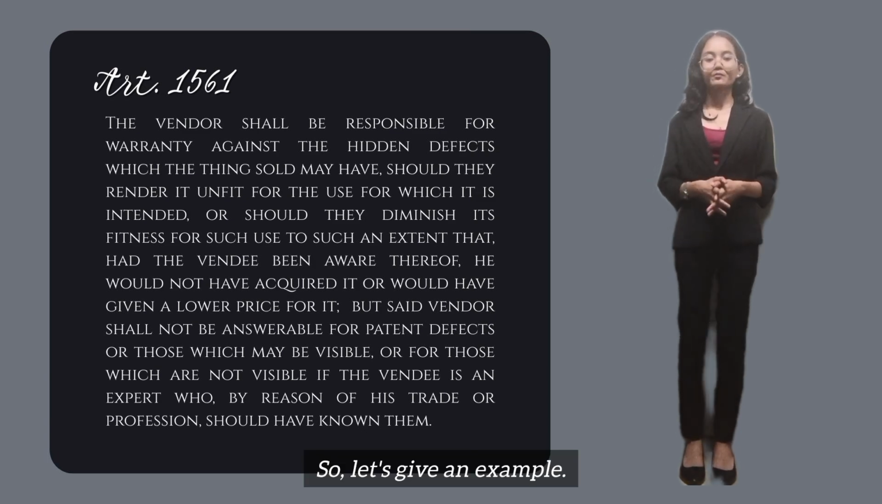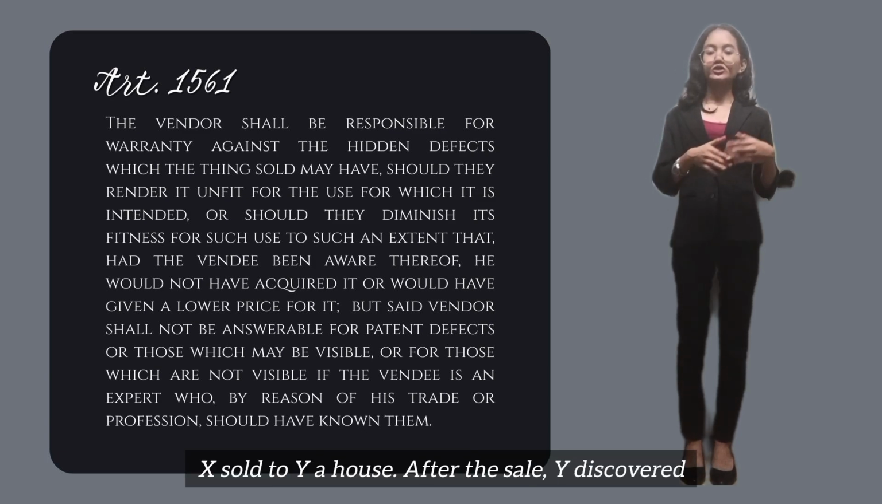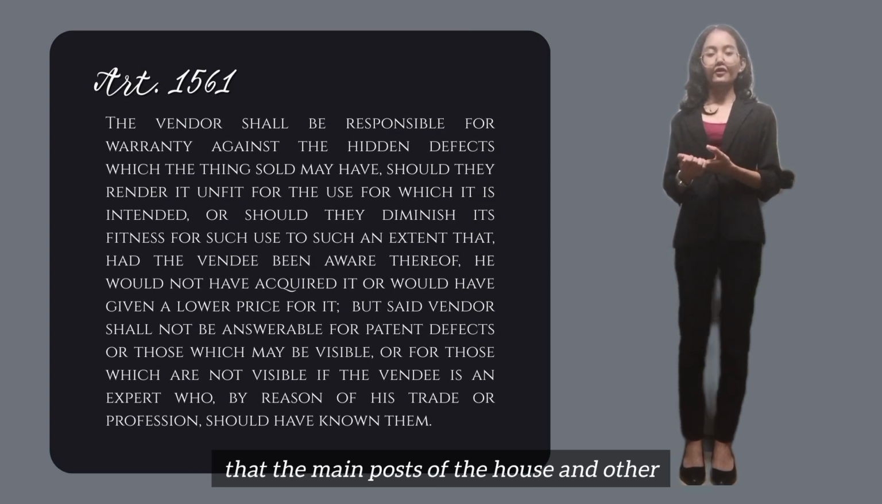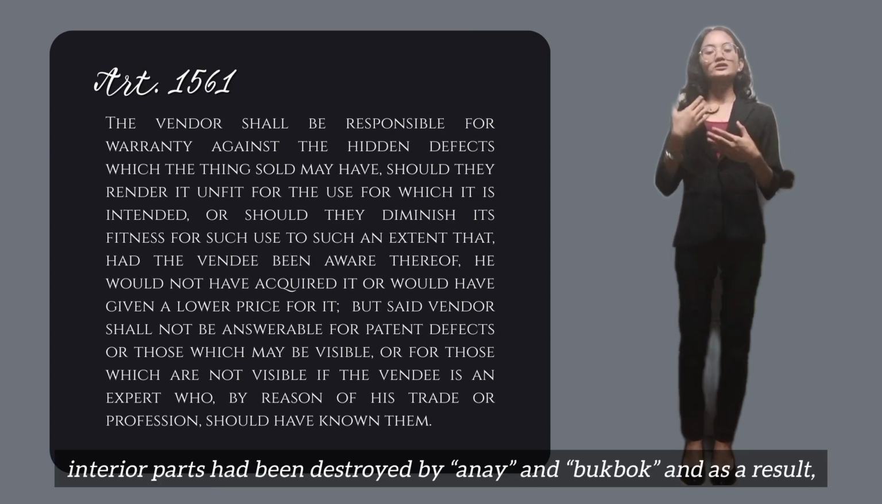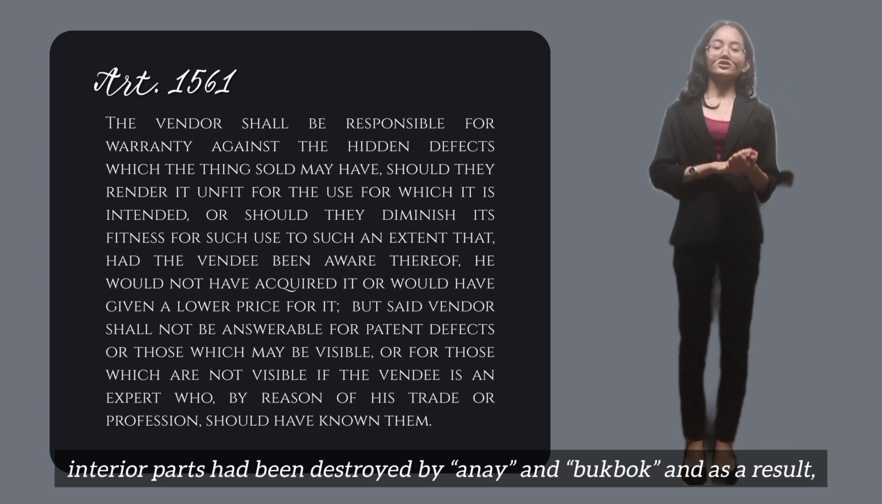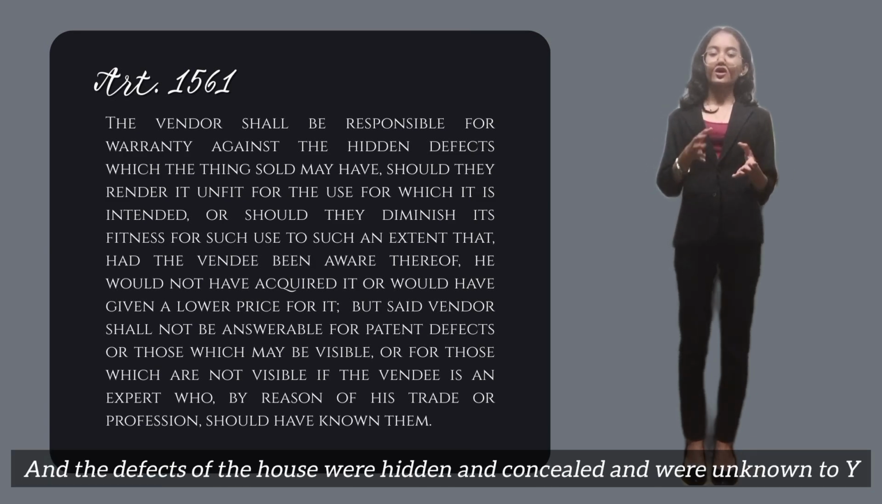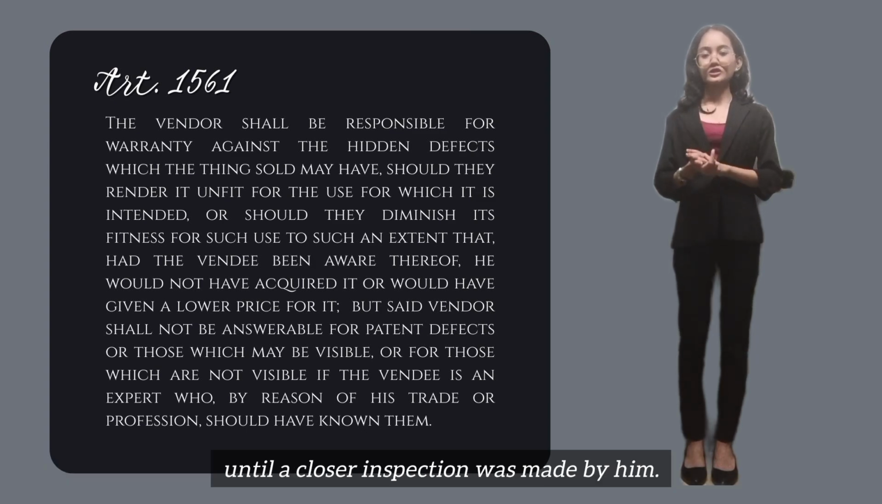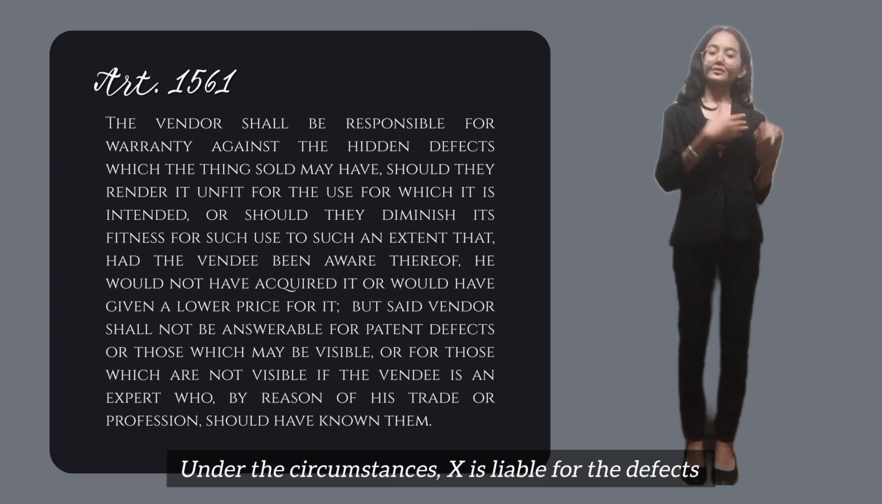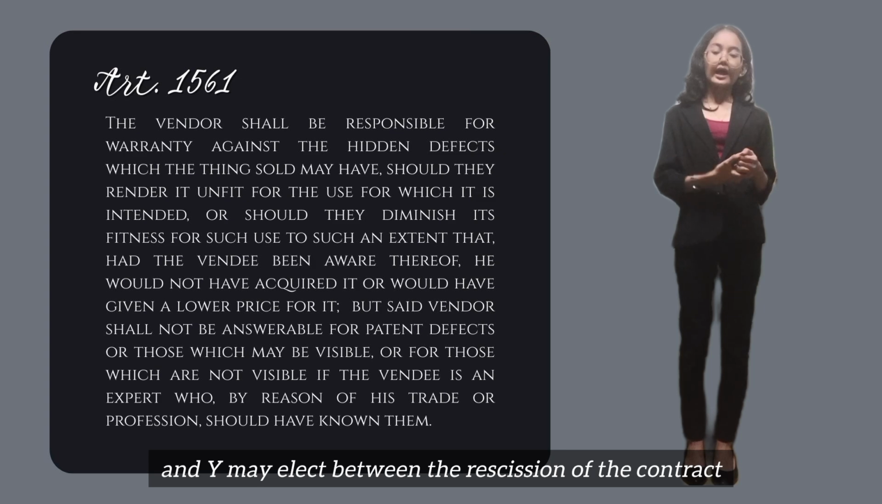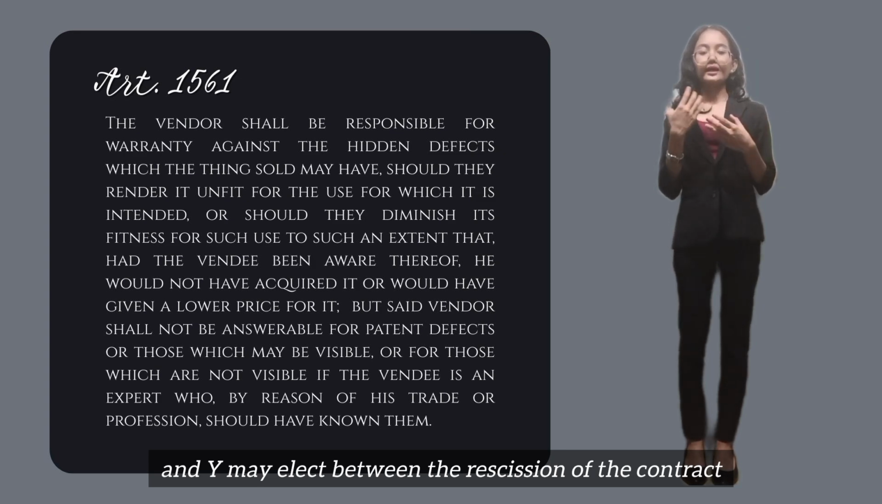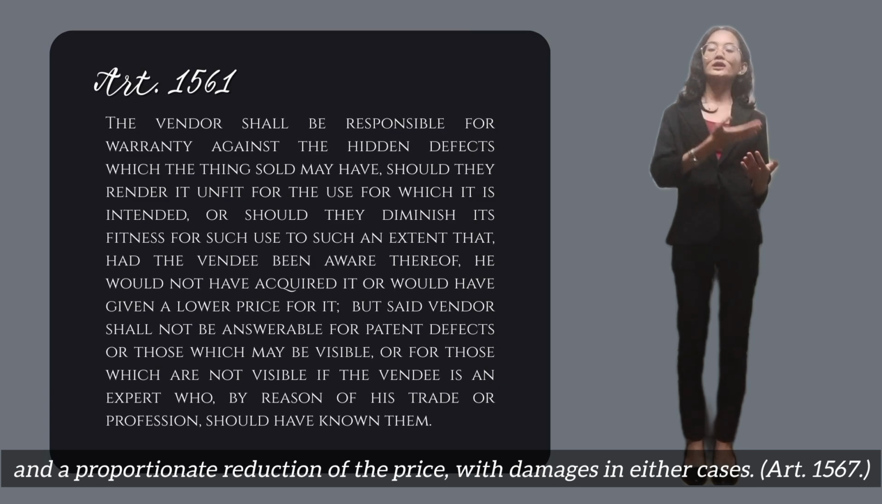So let's give an example. X sold to Y a house. After the sale, Y discovered that the main post of the house and other interior parts have been destroyed by anay or bukbok, and as a result, many parts of the house were in danger of collapsing. The defects of the house were hidden and concealed and were unknown to Y until a closer inspection was made by him. Under the circumstances, X is liable for the defects even though he was not aware thereof. And Y may elect between the rescission of the contract and a proportionate reduction of the price with damages in either case.